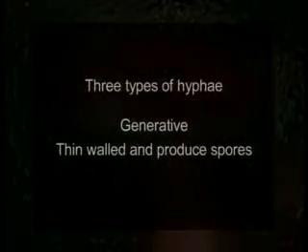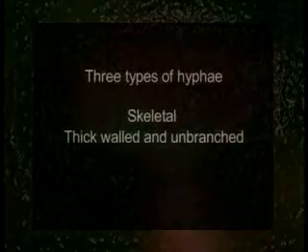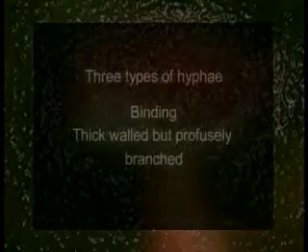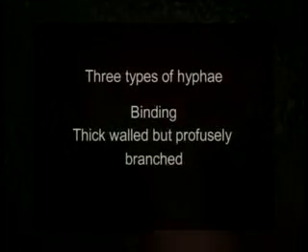We have three types of hyphae. Number one, generative hyphae, which are thin-walled and produce spores. Skeletal hyphae, which are thick-walled and unbranched, and binding hyphae, which are thick-walled but show profuse branching. These adhere to other types and bind them into a solid structure.